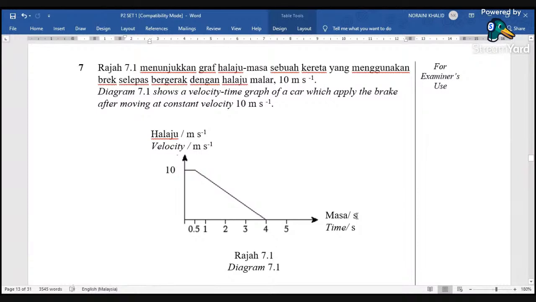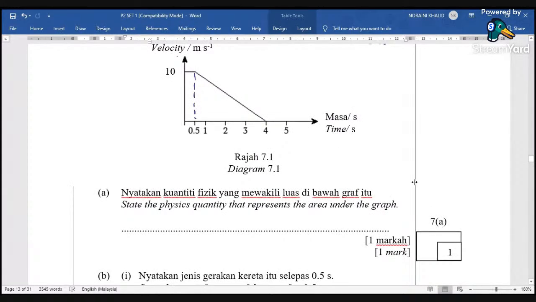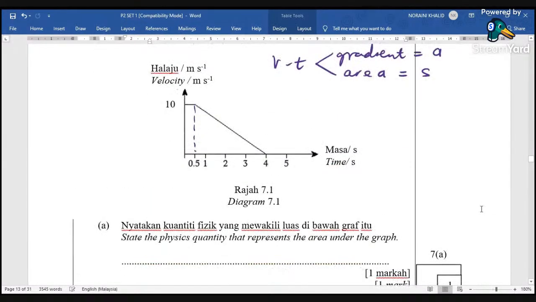Okay, number 7. Diagram 7.1 shows the velocity-time graph of a car which applies the brake after moving at constant velocity 10. So for a VT graph, what can you get from this graph? The gradient equals acceleration. The area under the graph equals distance or displacement. You can see from here. State the physical quantity represented by the area under the graph. So you can write your answer as distance or displacement.